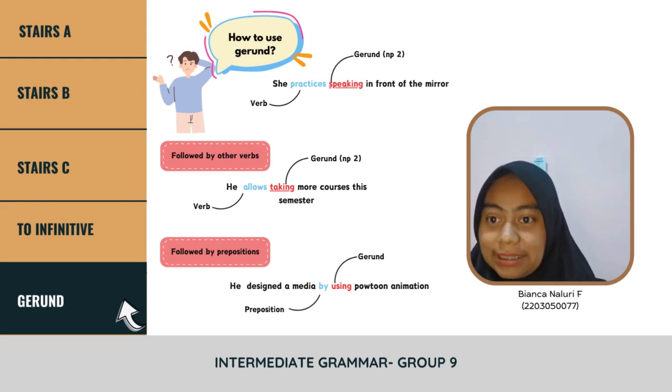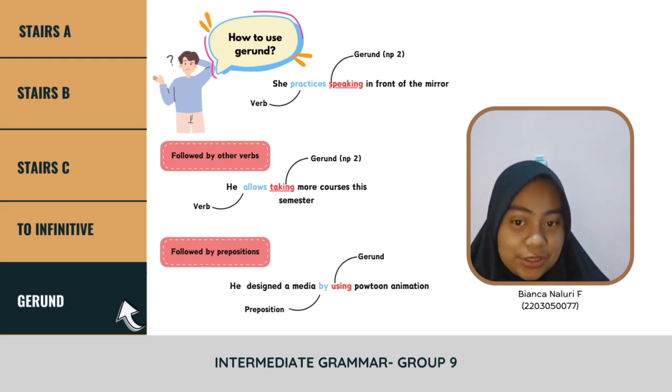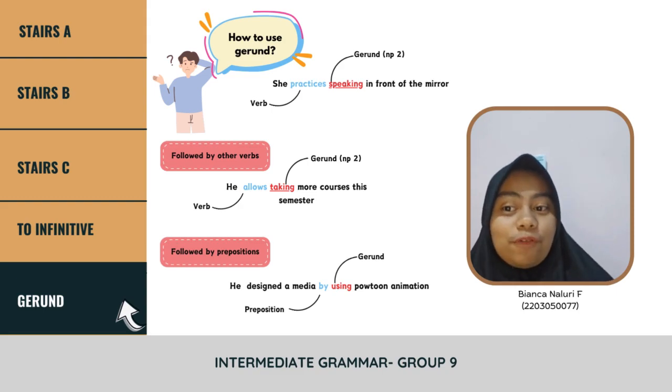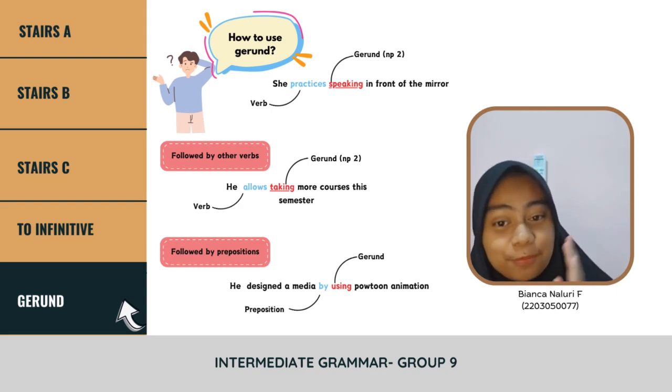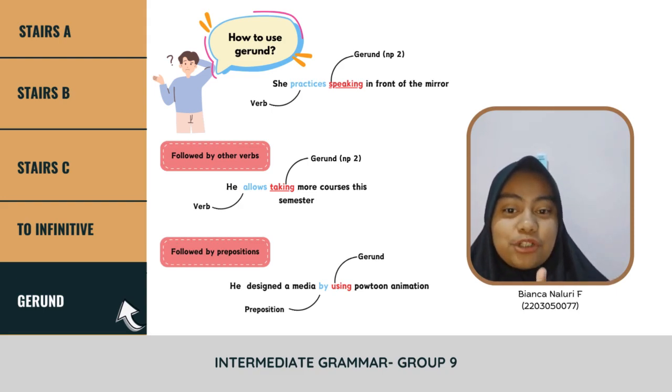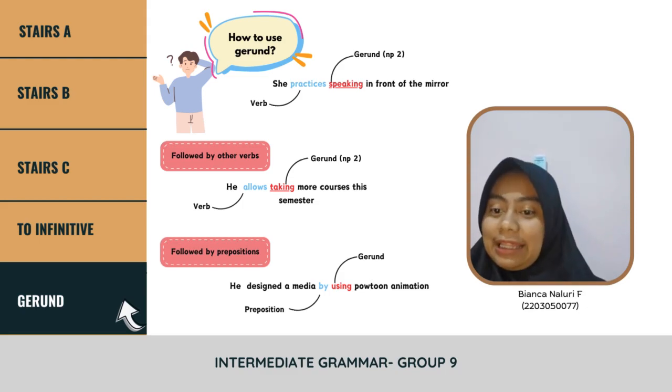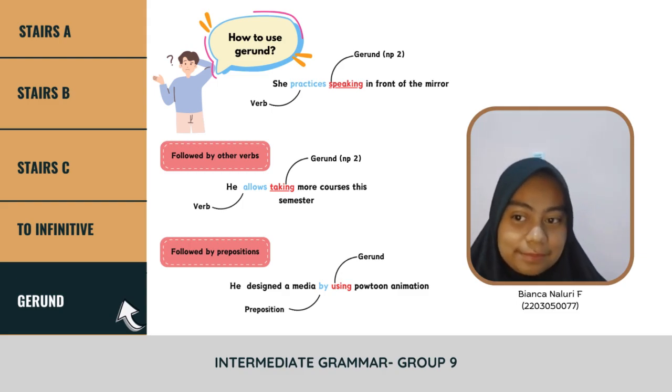And then the last example is gerund followed by a preposition. A gerund could also follow a preposition. So after a preposition, it should be a gerund. Like this: he designed a media by using potent animation.